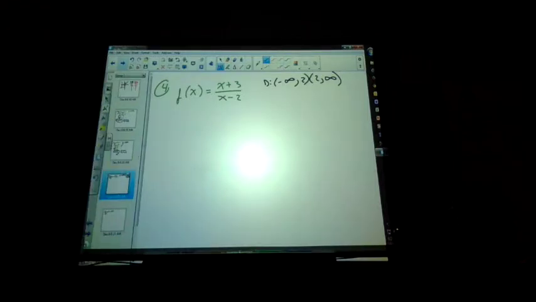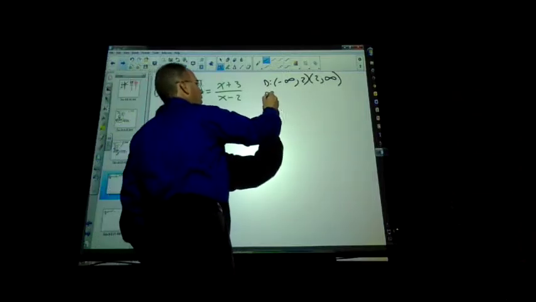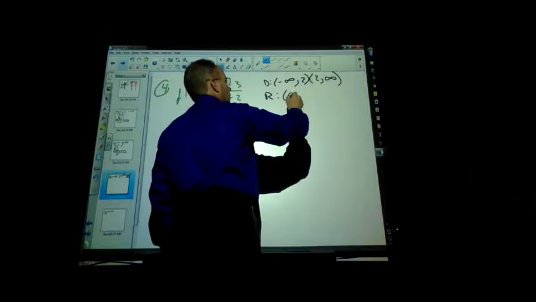I'd say as far as the range goes, if I have positive numbers plugged in, I'm going to get positive numbers out. If I have negative numbers plugged in, depending on what negative number it would be. Degree on top is equal to degree on bottom. So the horizontal asymptote is going to be y equals x. So I'd say the smallest value of my range is going to go from 0 to infinity.